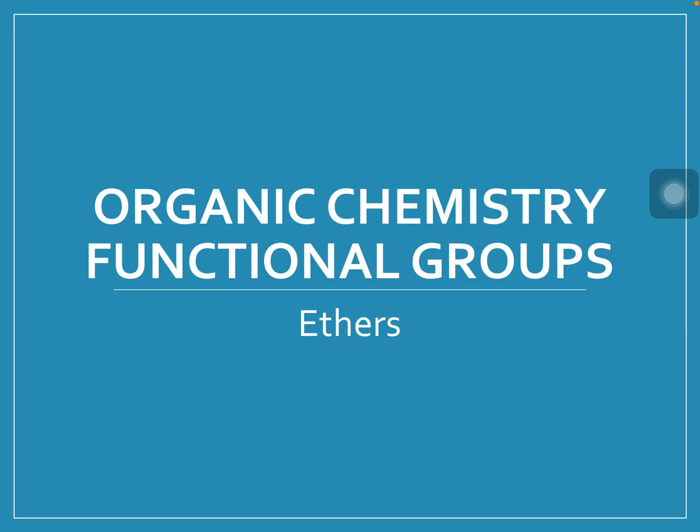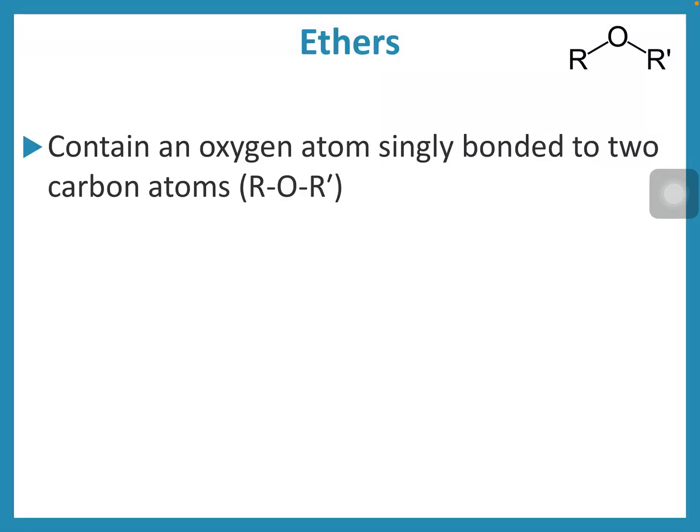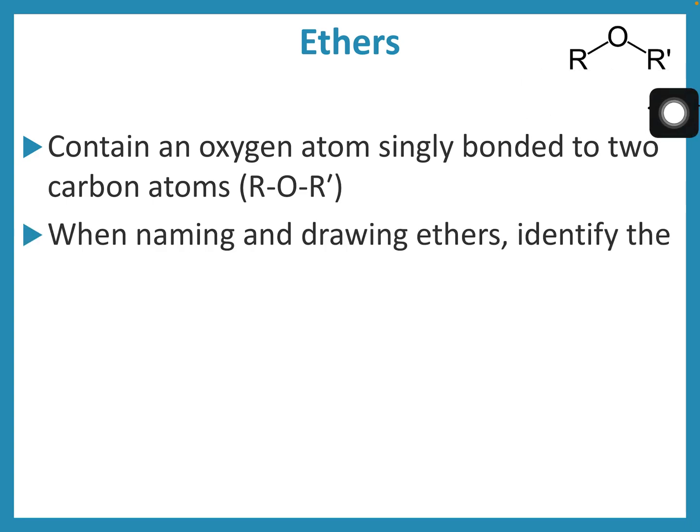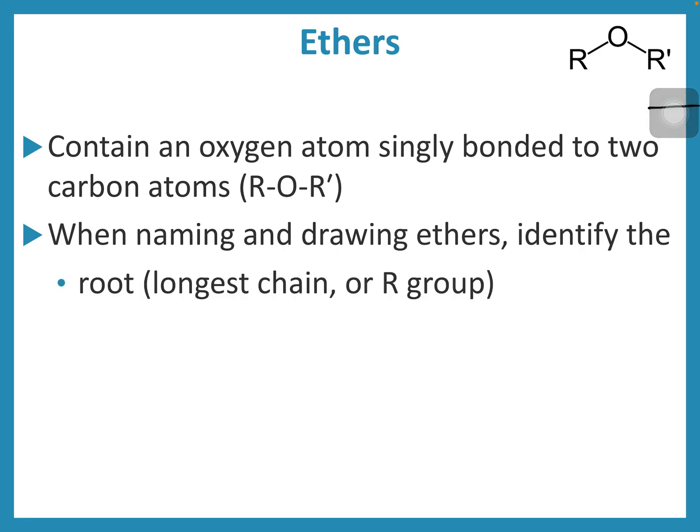In this lesson, we're going to look at the functional group ethers. So ethers are functional groups where we have an oxygen that is single bonded to two different carbon atoms. So this may be a long chain going off of there or a shorter chain, but either way, two different sets of carbon atoms.